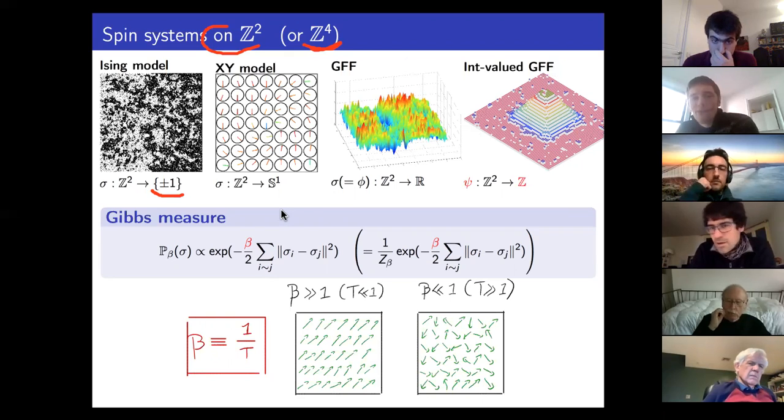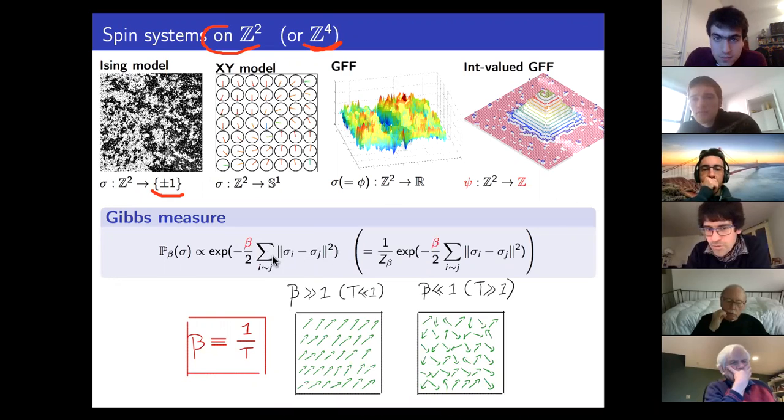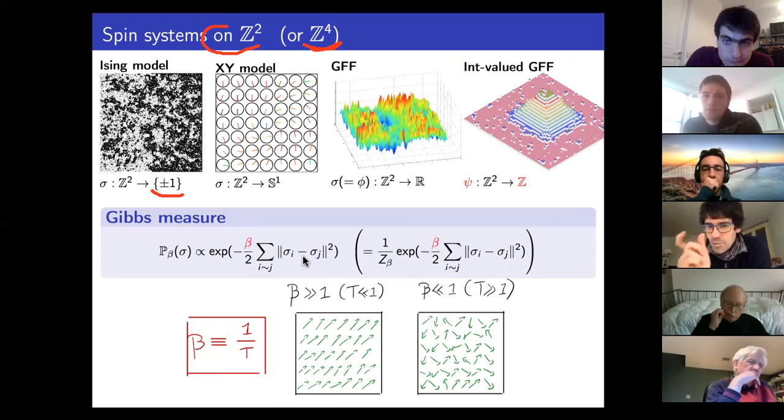In all of these 4 cases, we equip the system, so this function from Z2 to the spin values, with a Boltzmann measure or a Gibbs measure, and it has the same structure in each of these 4 cases. The probability of a configuration will each time be proportional to the exponential of minus a kind of L2 norm of the gradient between neighboring sites. And the beta here will be very important. It's called an inverse temperature.